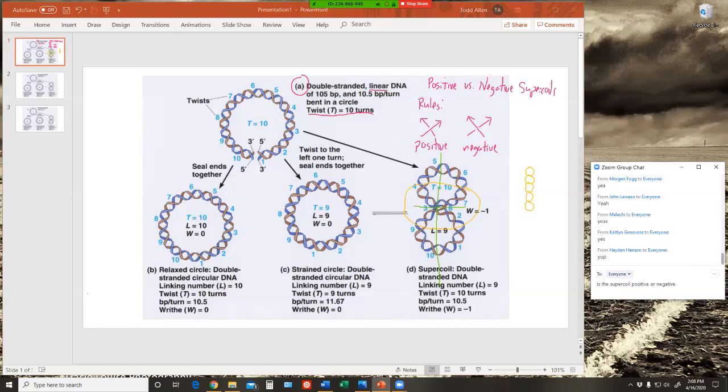So imagine you had this graphic on a piece of paper in your hands and you rotated the page 90 degrees so that you were looking this way, where I'm moving my cursor. You're looking this way. And now reinterpret the rules based on this viewing perspective. So with that in mind, take a moment and honestly force your brain to think, is this a positive or negative supercoil?